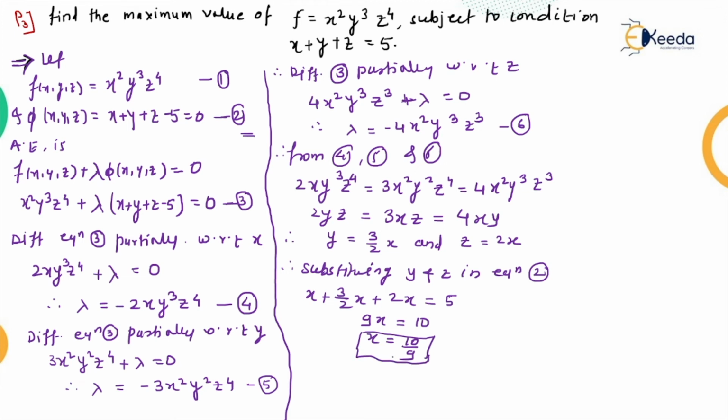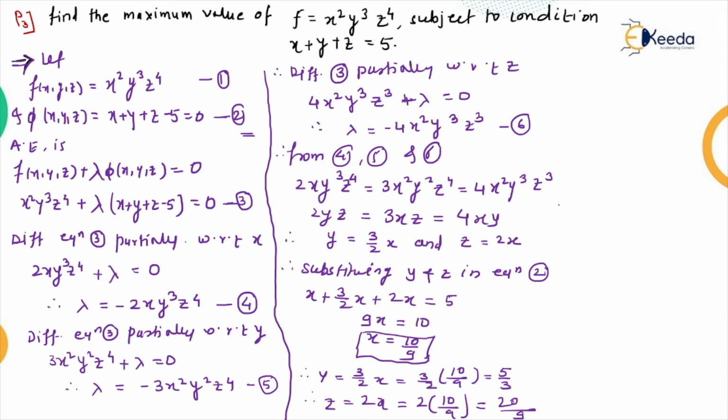Okay, once you find the value of x, the value of y is 3 by 2 into x, that is 3 by 2 into 10 divided by 9, so finally we get 5 divided by 3. Also z is nothing but 2x, so 2 into the value of x, that is 10 divided by 9, so we get 20 upon 9.